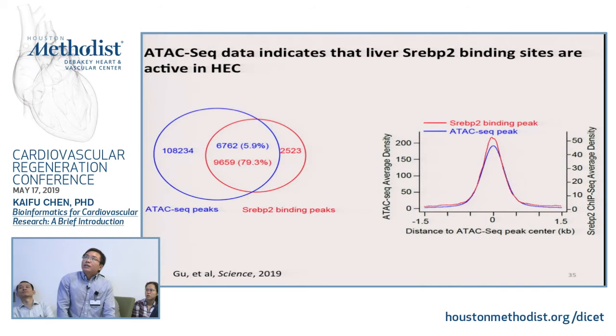And also, we found the binding sites defined by ChIP-seq data in liver are overall open in the endothelial cell lineage, because you can see the exact overlap between the ChIP-seq enrichment peaks and the ATAC-seq enrichment peaks, and the overlap is up to 80%.